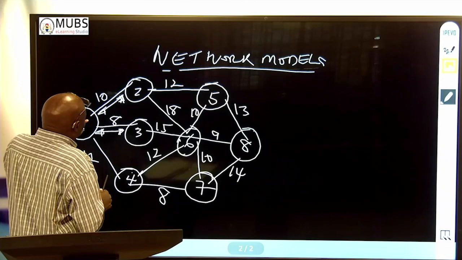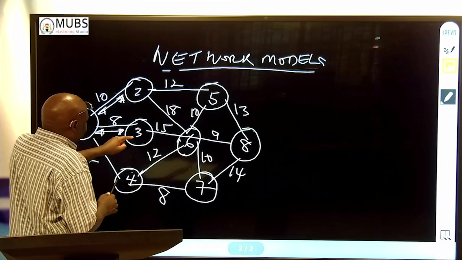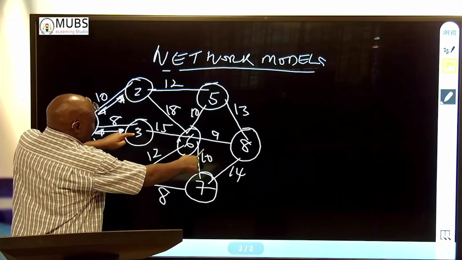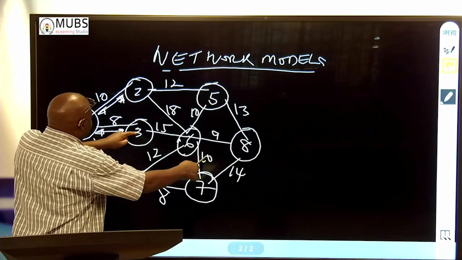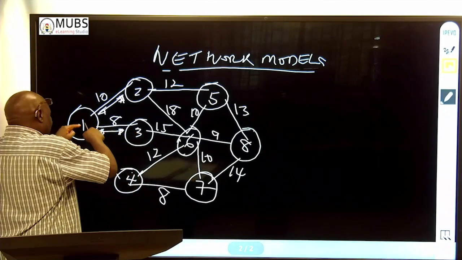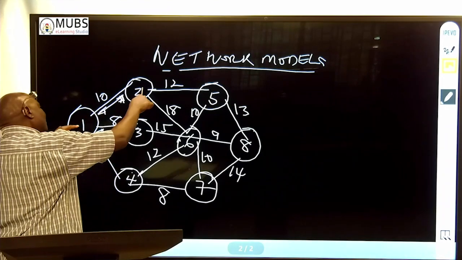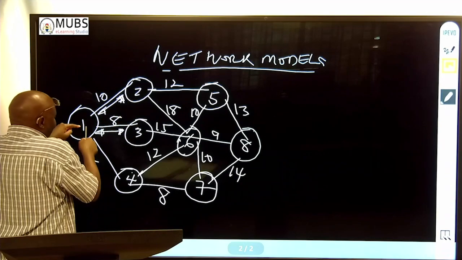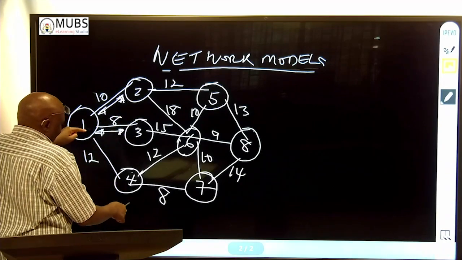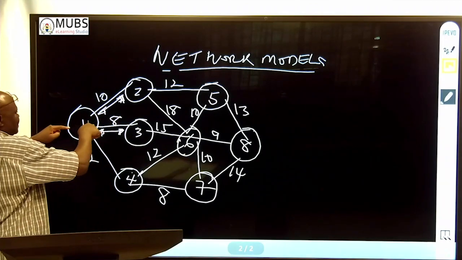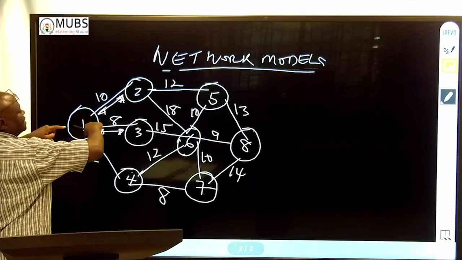Now, this one is connected, this one is connected. If we connect this one to 6, the cost will be 15. If we connect this one to the second one, it will be 10. If we connect it here, it will be 12. So 15, 12, and 10, the cheapest is 10.